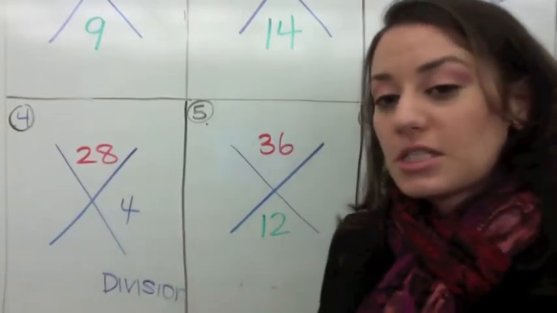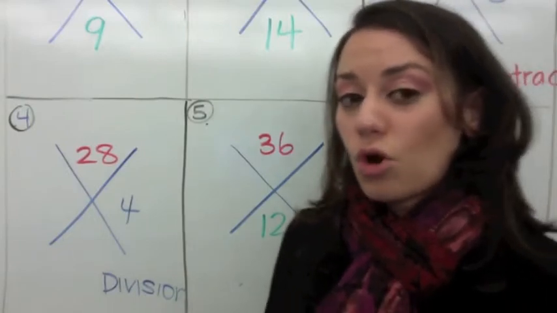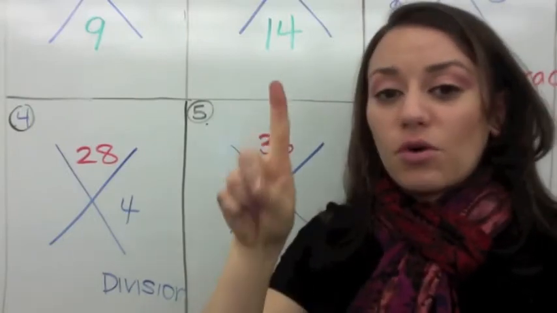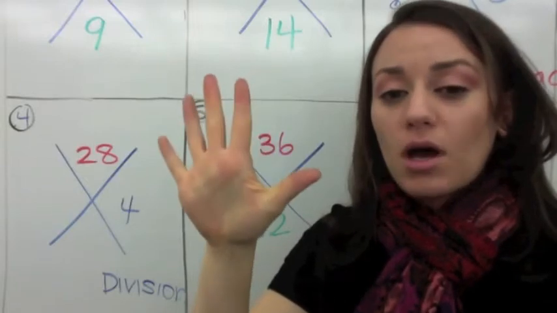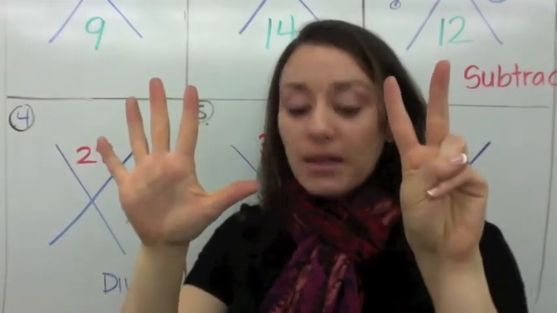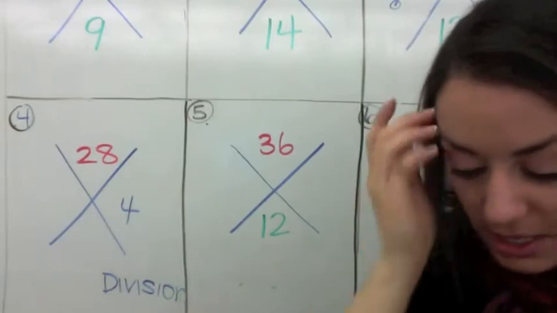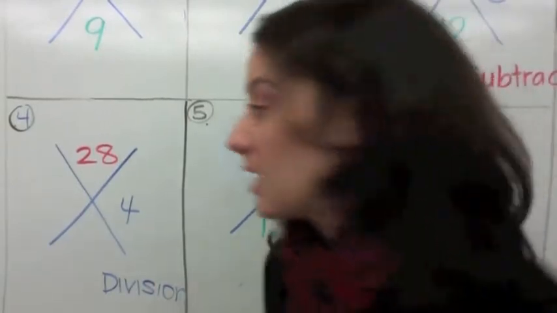So what you can do is skip count by 4. Remember, the song is to row, row, row your boat. And it's 4, 8, 12, 16, 20, 24, 28. So what number times 4 is 28? It's 7, right?